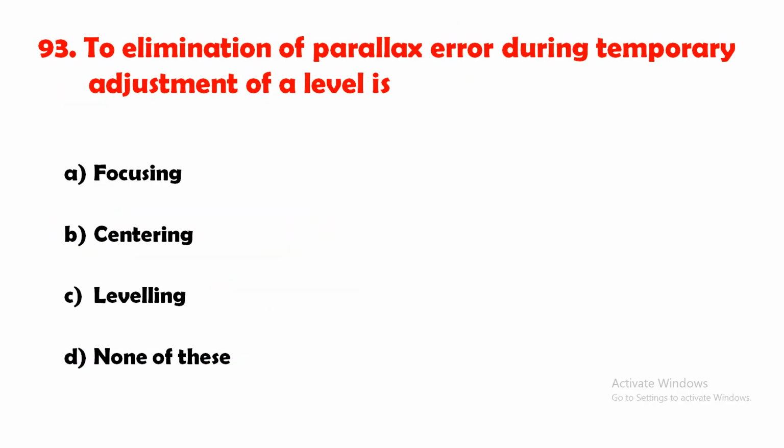The elimination of parallax error during temporary adjustment of level is focusing, centering, leveling, none of these. The answer is, the elimination of parallax error during temporary adjustment of level is the focusing. Both focusing the objective and focusing the eyepiece.